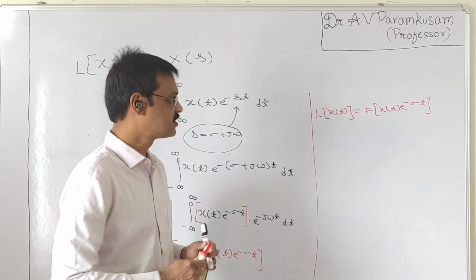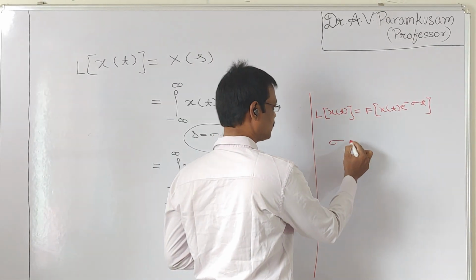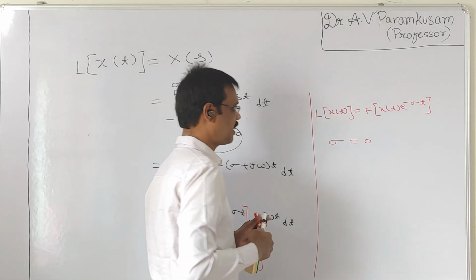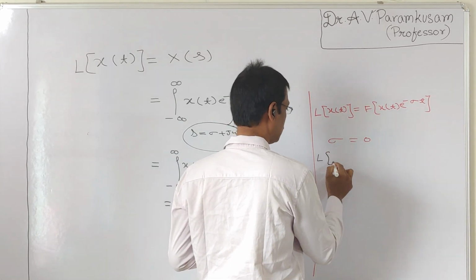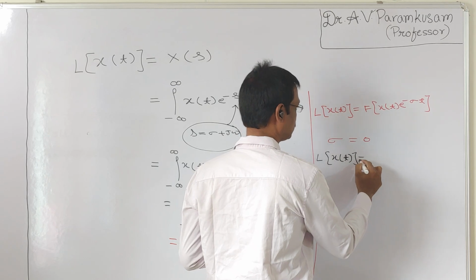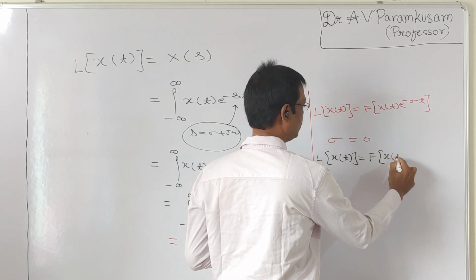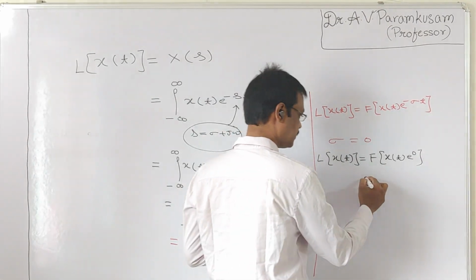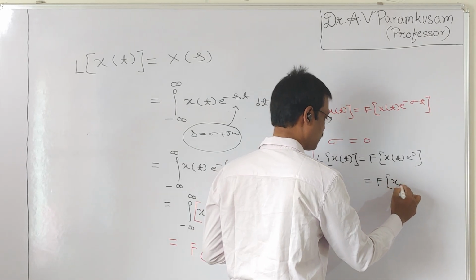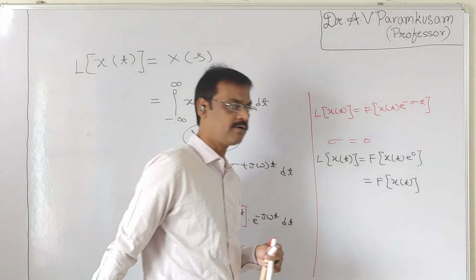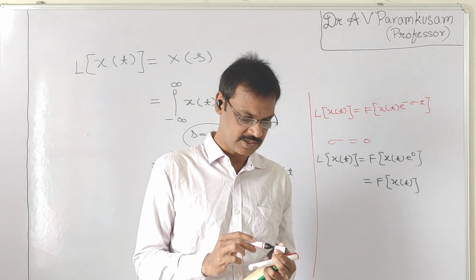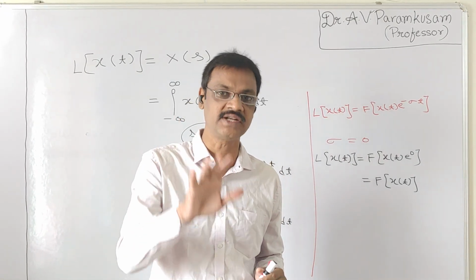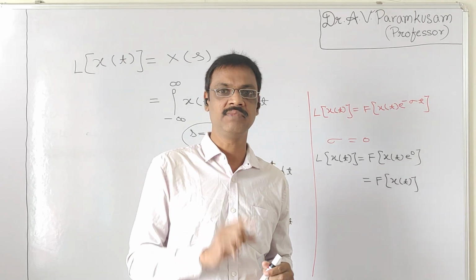From this result, one more point we can derive. That point is that suppose sigma is equal to 0. What happens to this relation? The Laplace transform of x of t is equal to Fourier transform of x of t into e to the power of 0, because sigma is equal to 0, no? E to the power of 0 is equal to 1. Fourier transform of x of t. See, we have reached one important relation, that is the Laplace transform of a signal is equal to Fourier transform of that signal. Under which condition? When sigma is equal to 0.